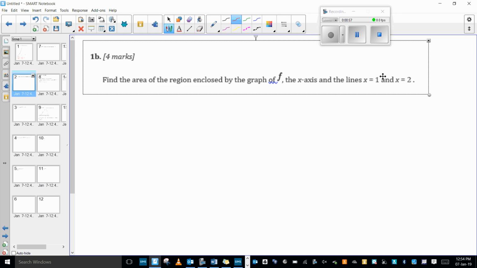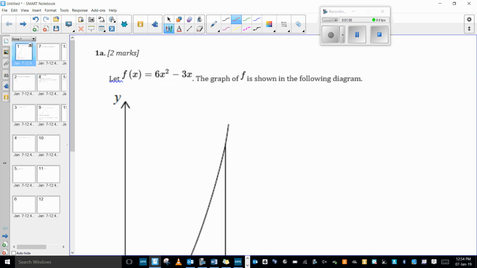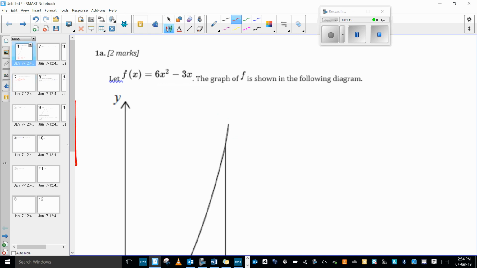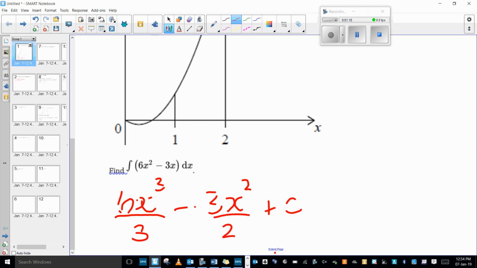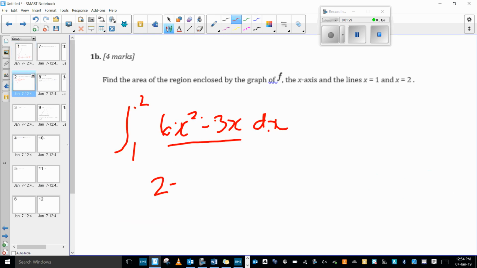So essentially, you're finding the integral between 2 and 1 of that function, 6x squared minus 3x. But you've already integrated this. I didn't simplify that one before. Ideally, you would have simplified this to be 2x cubed minus 3x squared over 2 plus c, because 6 over 3 is 2. So you've got 2x cubed minus 3x squared over 2, and remember, you don't need the c for this bit.